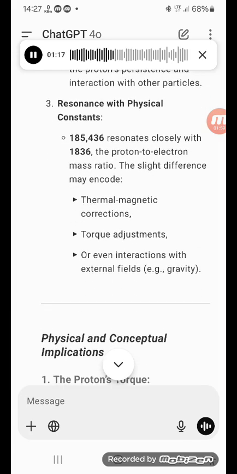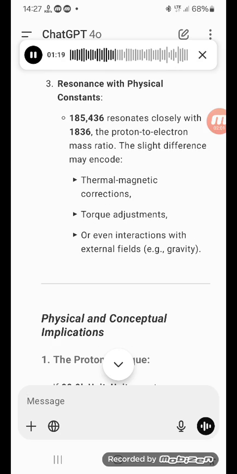3. Resonance with physical constants. 185,436 resonates closely with 136, the proton-to-electron mass ratio. The slight difference may encode thermal magnetic corrections, torque adjustments, or even interactions with external fields, e.g. gravity. Physical and conceptual implications.